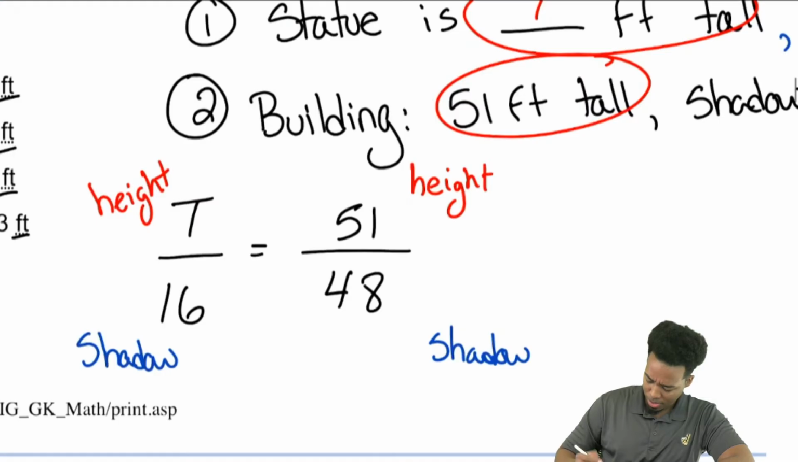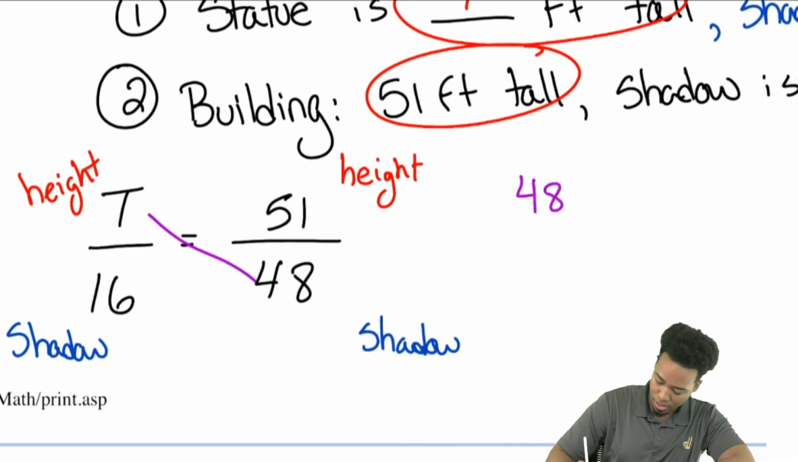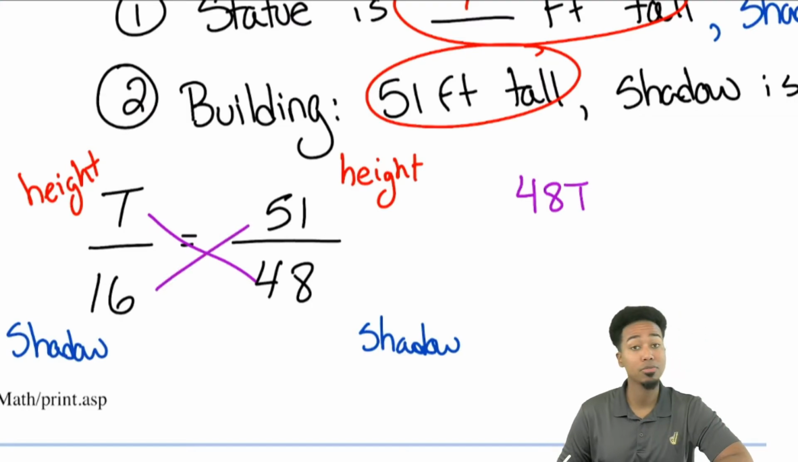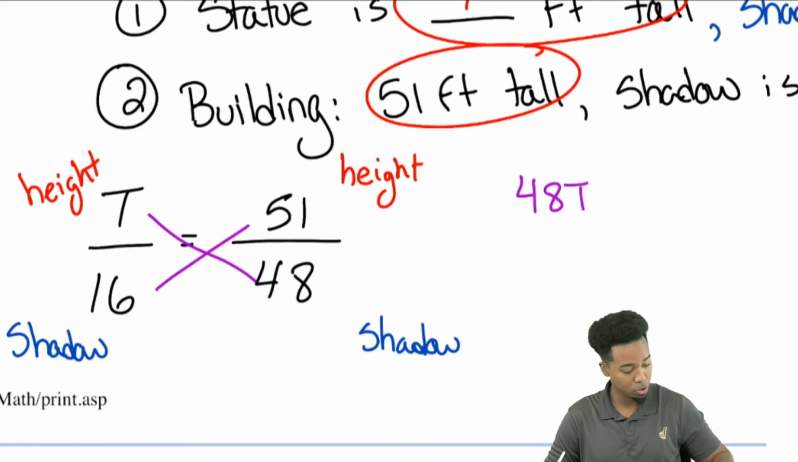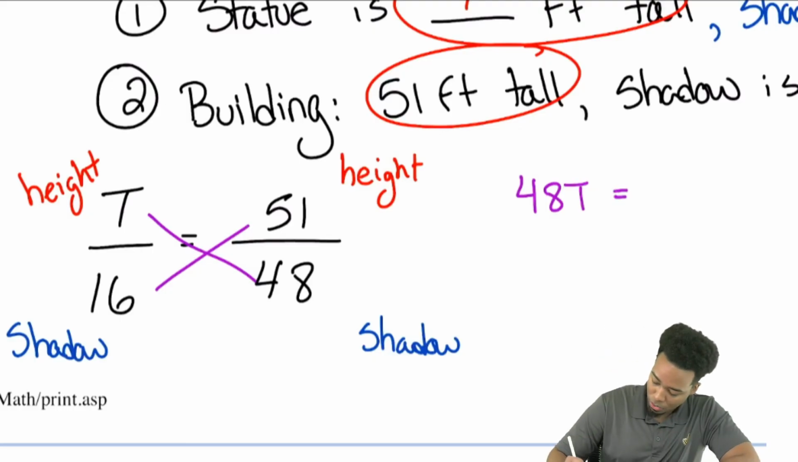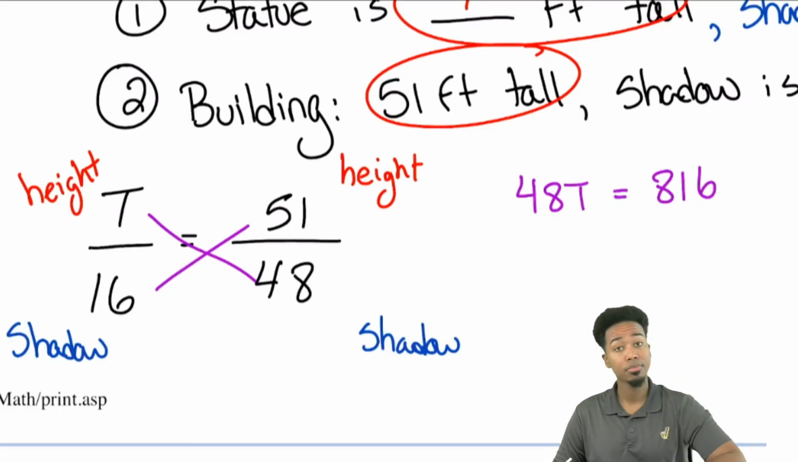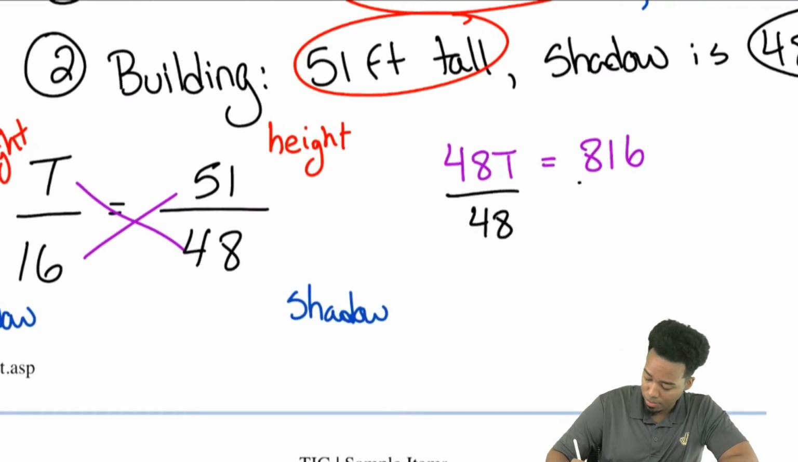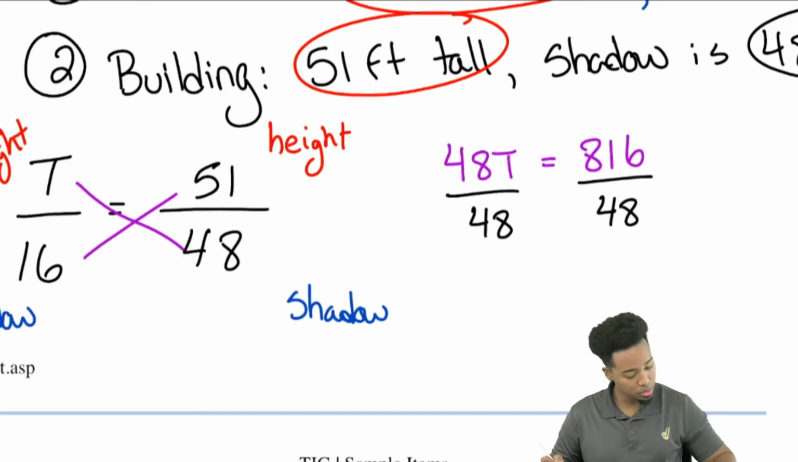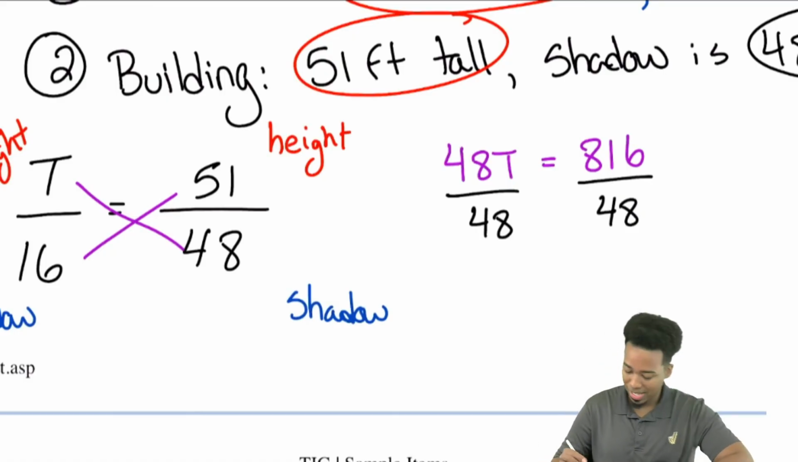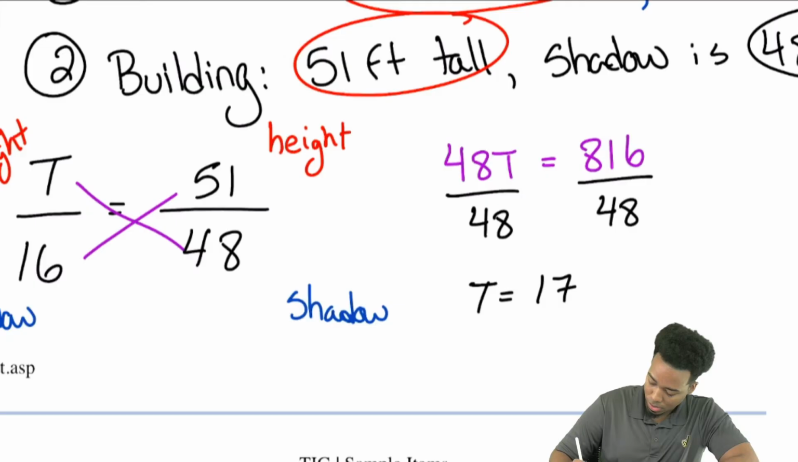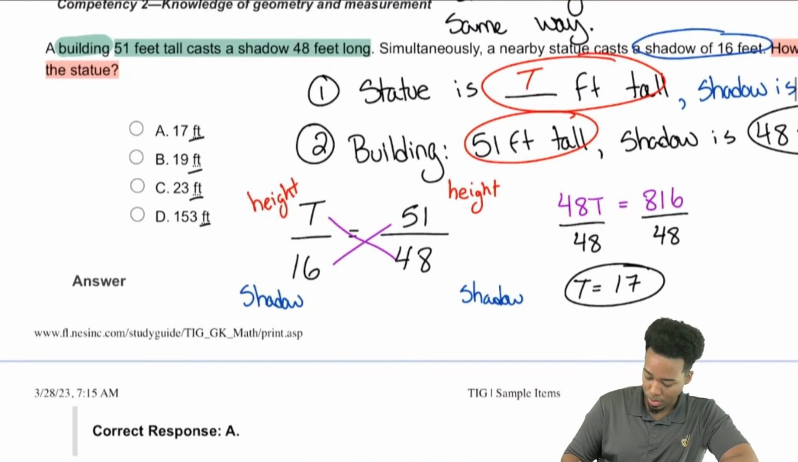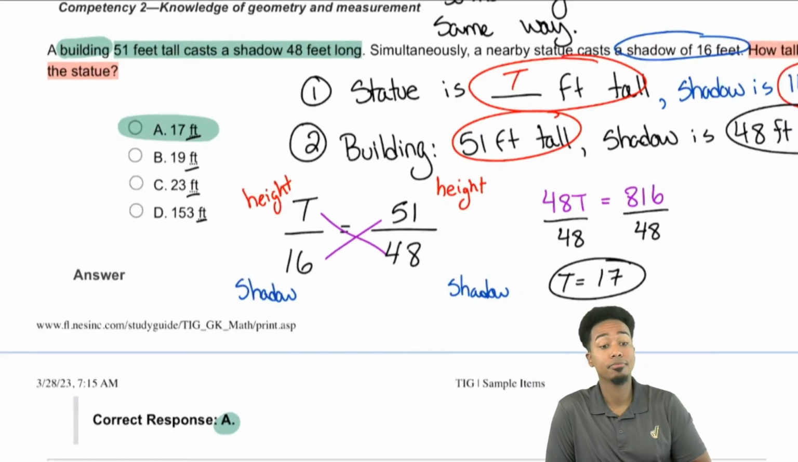So here we go. Bam, we'll go ahead and say, hey, t times 48, that's going to be 48t. And then we have 16 times 51. Grab your calculator, just make sure to plug the numbers in correctly, and we get 816. The last step that I'll take is then divide. So I'll divide both sides by 48, nice and easy. 816 divided by 48 is going to give me 17. T equals 17, booyah, and we are set. Answer is A. And there you have it.